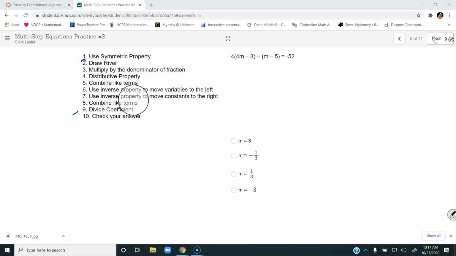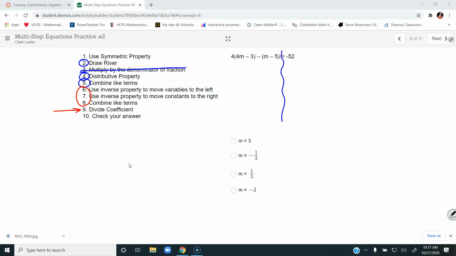All right, so again, we're going to have a new strategy. So I'm going to come over here. I'm going to look at what these strategies are. I know I always have to draw my river. All right, so now the second thing is multiply by the denominator. I don't need to do that, but I am going to have to distribute and combine here. I can look at it and know I'm going to distribute and combine. And then likely I'm going to have to do something in there, and then I'll divide by the coefficient. Okay, so let's start with that as our strategy, and we will go into this problem now.